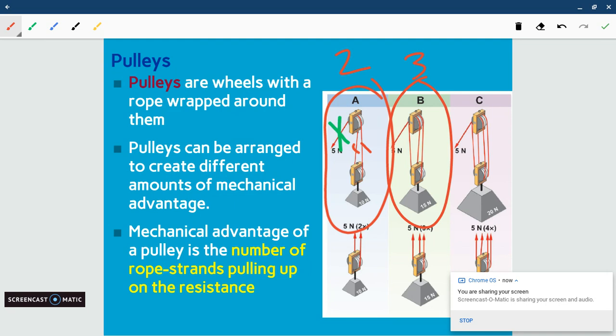And so it would only take, as it shows in C, what that means is that if the weight that you're trying to lift is 20 newtons, it would only take you 5 newtons of effort because it is making you 4 times stronger.